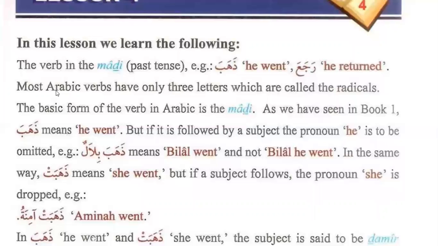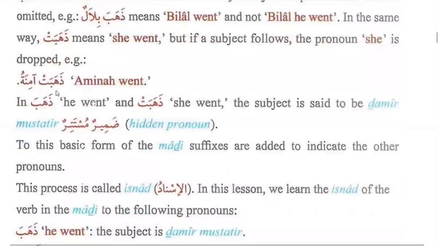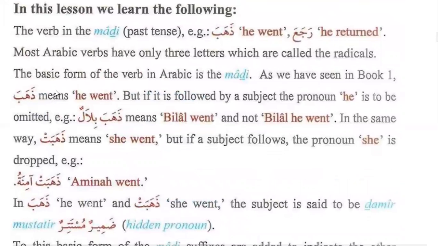Zahaba means he went, but if it is followed by a subject, the pronoun is to be omitted. E.g. Zahaba Bilalun means Bilal went, and not Bilal he went. In the same way, Zahabat means she went, but if a subject follows, the pronoun she is omitted. Zahabat Aminatu. Aminatu went. In zahaba, he went, and zahabat, she went, the subject is said to be damir mustatir.